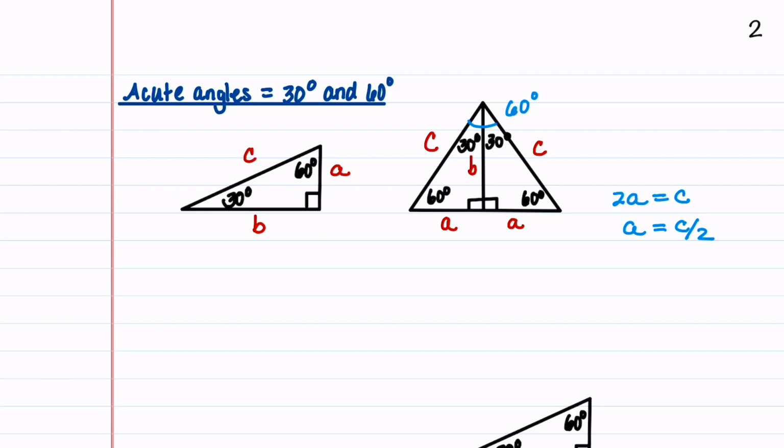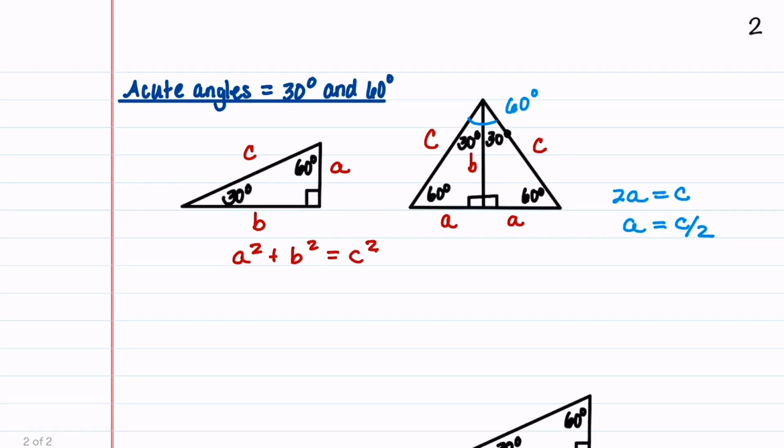To find the other sides, we're going to use the Pythagorean theorem. That says A squared plus B squared is equal to C squared. And now let's plug in. We know A is C over 2, and that quantity gets squared. B we don't know, so we're going to write that as B squared, and then our C squared is on the right-hand side.